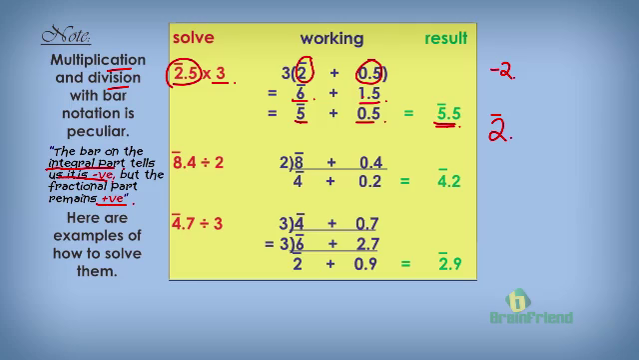Let's take a look at another typical example. Bar 8.4 divided by 2. Again, we would break bar 8.4 into its integral part and its fractional part. So the integral part is bar 8, while its fractional part is 0.4. Once again, we'll carry out our calculation. Bar 8 divided by 2 would give us bar 4, while 0.4 divided by 2 would give us 0.2. So we have bar 4 and 0.2. We'll simply combine both numbers to give us bar 4.2.